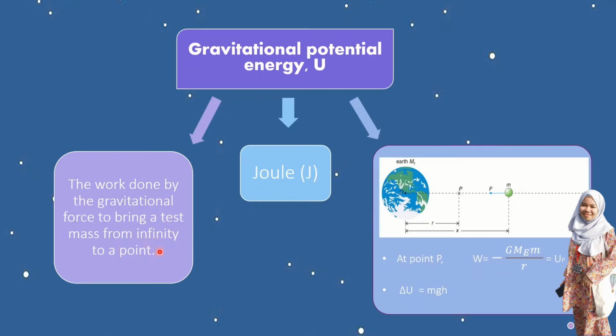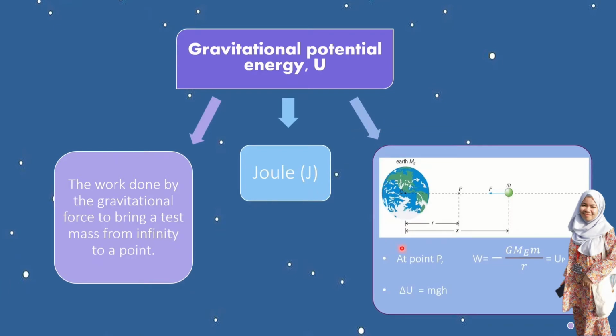Let's look at the diagram shown here. So this is the point P, and this is the body mass at the infinity point. I'll explain that more later, but for now, the unit for gravitational potential energy is joule, or can be written as J.